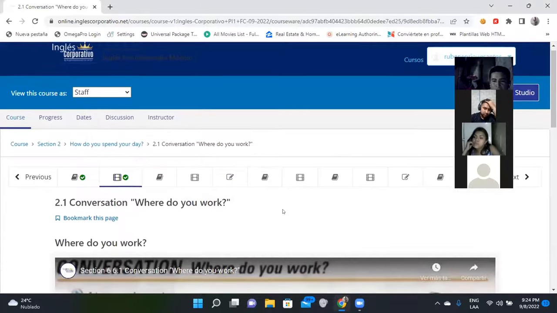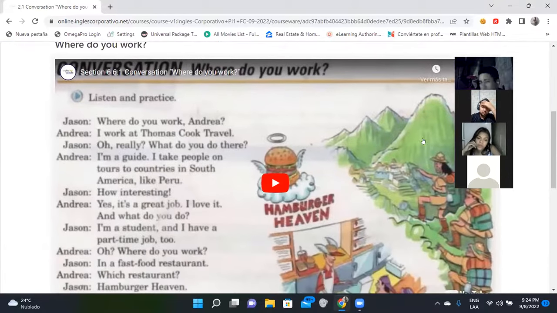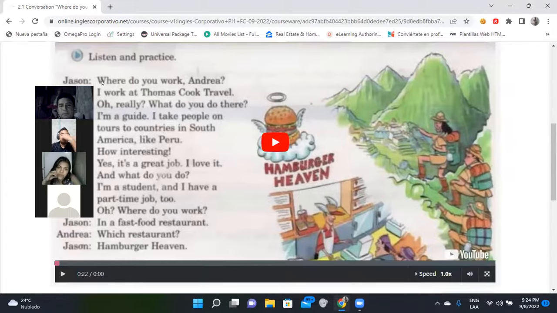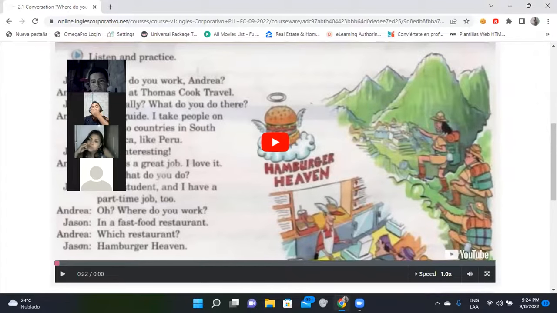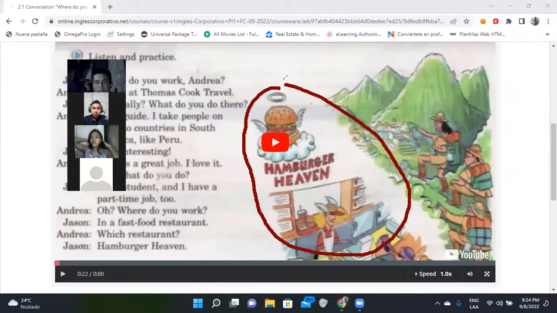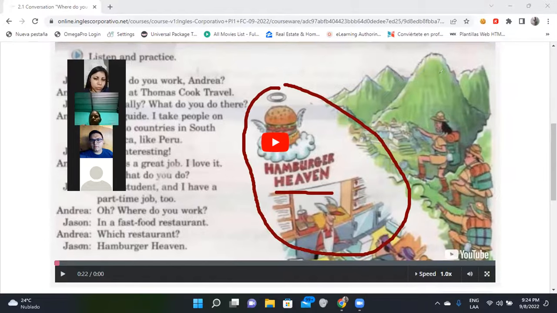Conversation. Where do you work? Oh, look at the picture. Look at the picture. You have a hamburger place. It's called Hamburger Heaven. And you have Machu Picchu in Peru.